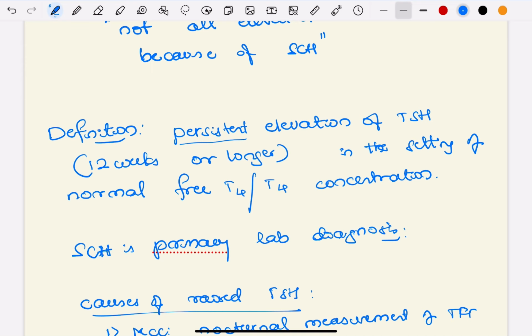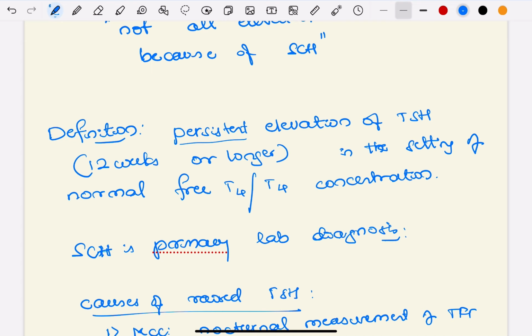Persistent, okay, that means it is 12 weeks or longer. So if elevated TSH persists for 12 weeks or longer, 12 weeks means your simple 3 months, in the setting of normal free T4 or total T4, if it is so, then we can diagnose subclinical hypothyroidism. Remember, it is persistent elevation of TSH.